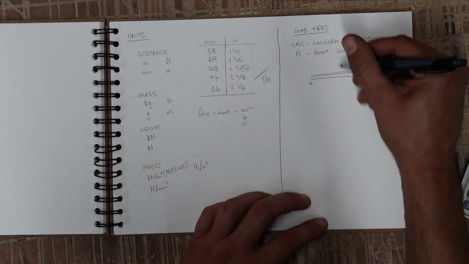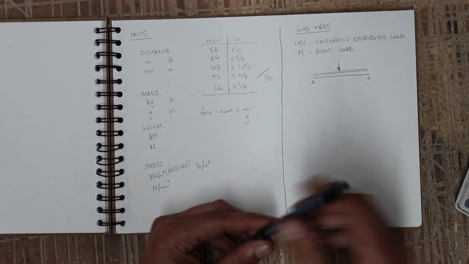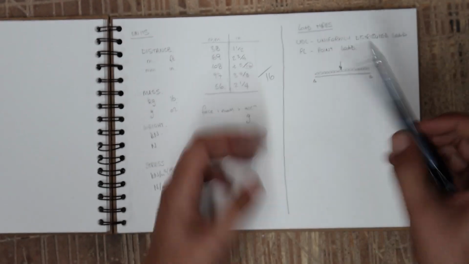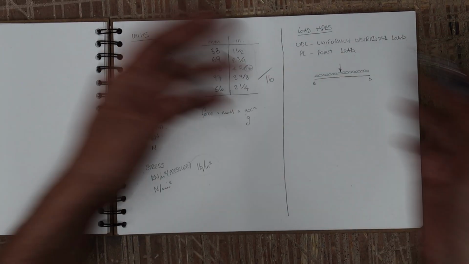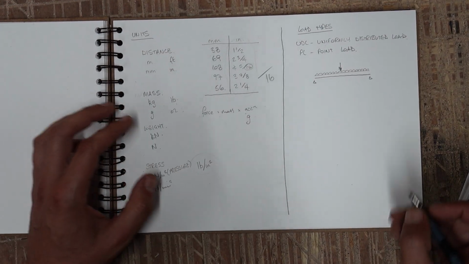And then we have point loads, which we would notate with an arrow like so. And a point load is something that's a very, very high load that's being exerted on a single point. You know, it's a point load.